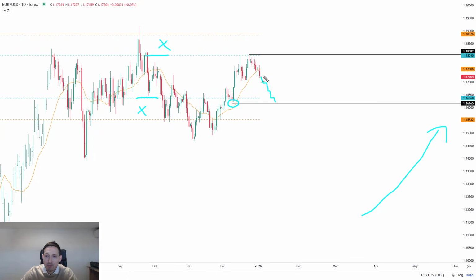So I want to see price come down, turn oversold, and trade into the 1.1615. This is where I'm going to be looking for a 1 or 2 day bounce to the upside. And that is what I'm going to be looking for in real time with members next week.